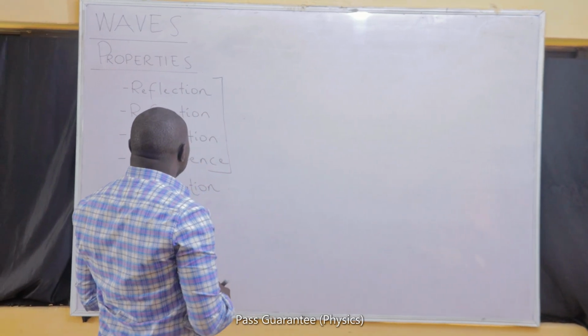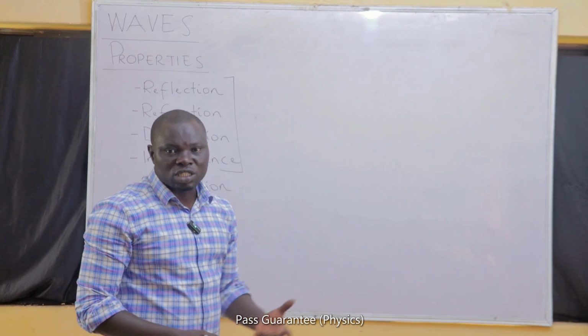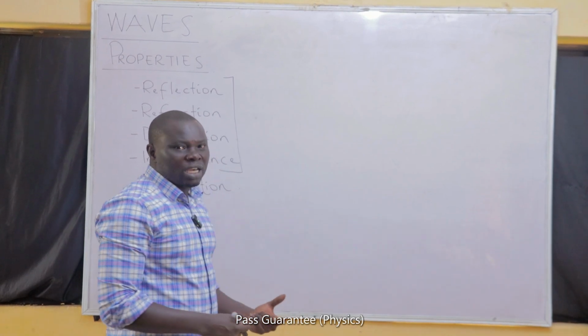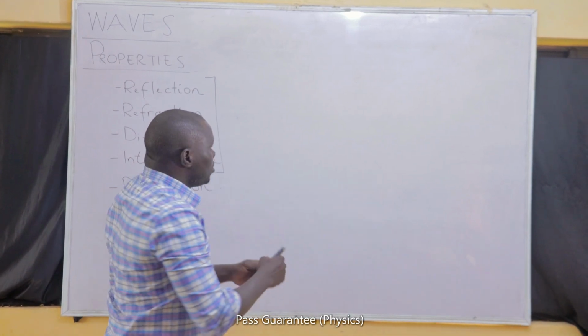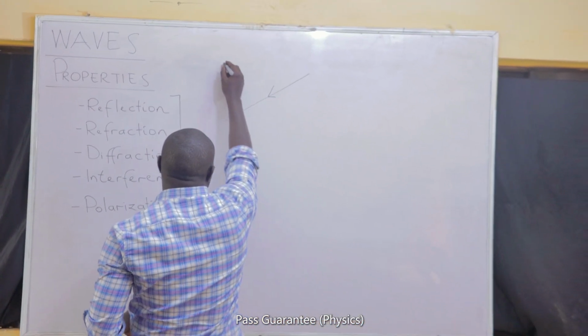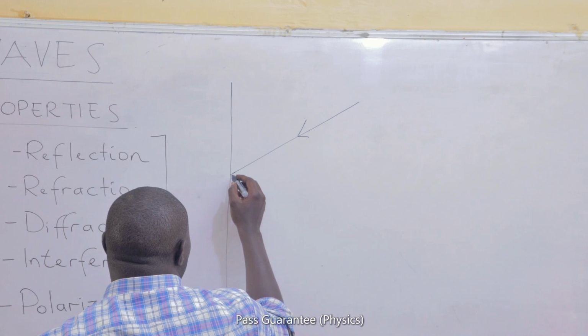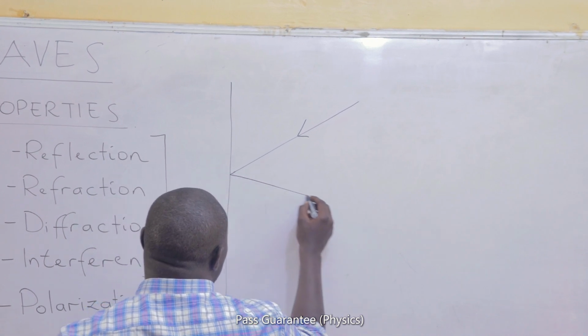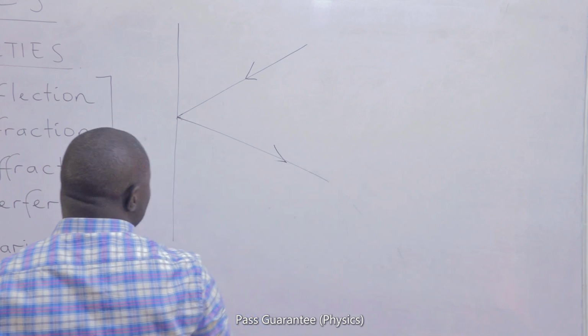Now, reflection is the ability of a wave to return back to its incident medium. When you say a wave is reflected, it means the wave is sent back to the medium where it came from. If you have a wave moving in a particular direction and it hits a surface that can reflect it, the wave can be returned back to its incident medium.